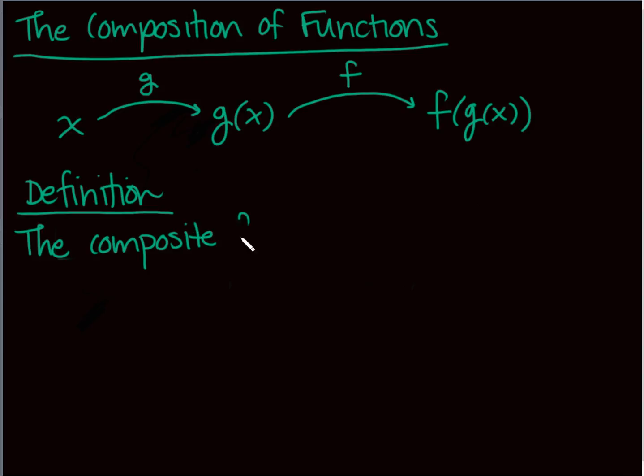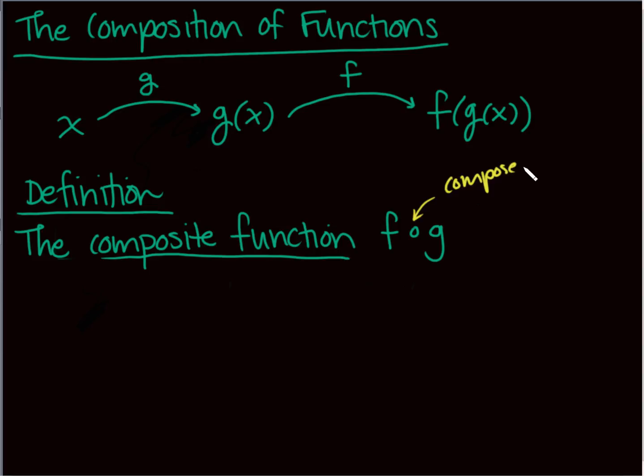So we're going to define a new function here. We're going to call this the composite function. Here's some notation we're going to use: f composed with g. That little circle means composed with. It does not mean multiplication. Listen to me. It does not mean multiplication. That circle is defining a new operation here, and it does not mean multiplication, people, so don't you dare multiply.